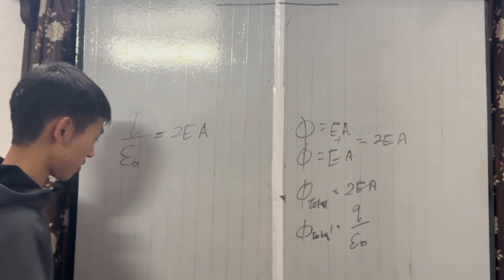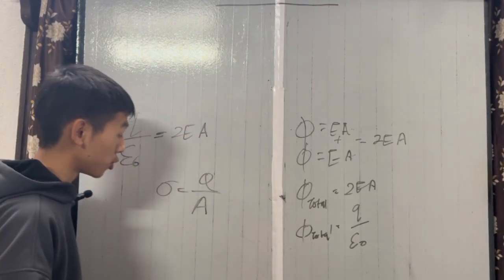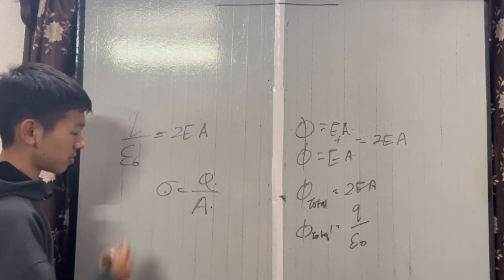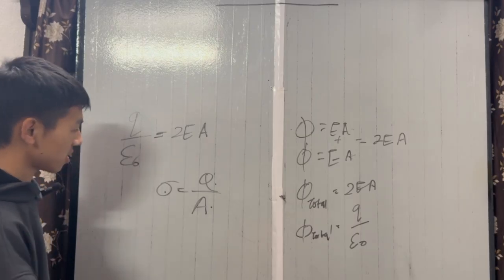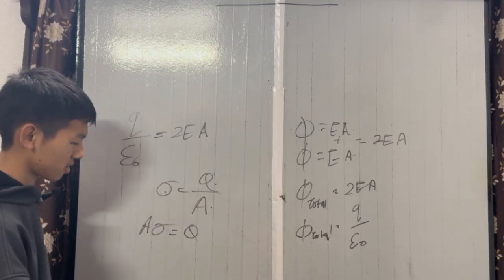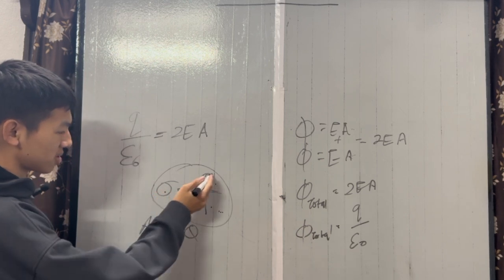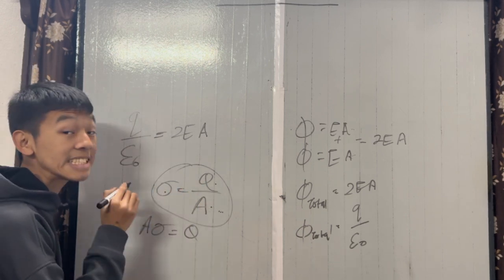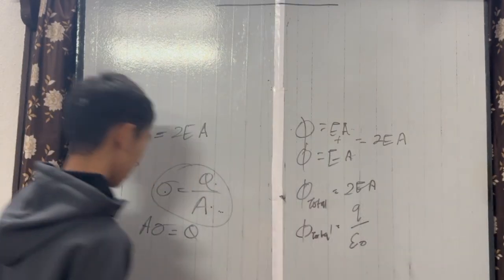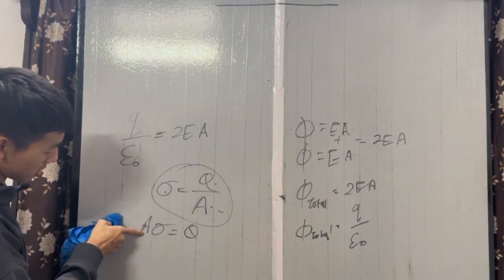Okay, write this down. Sigma is equal to Q by A. Sigma is charge density. How do we find charge density? The charge divided by area will give you sigma. Memorize this: sigma is equal to Q by A, and sigma is charge density, how dense the charge is over the area. So Q is equal to A sigma.